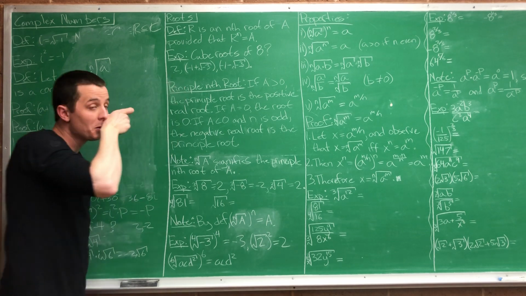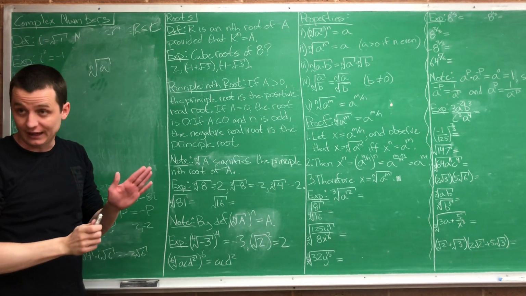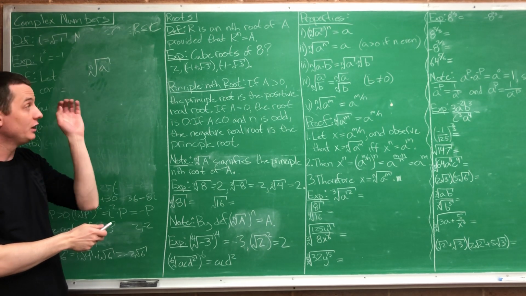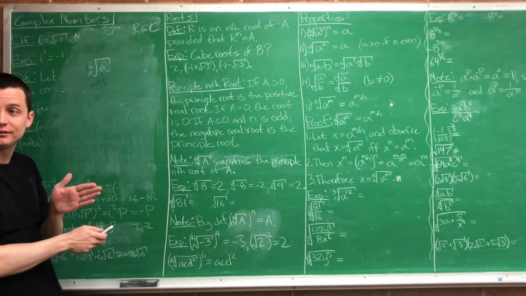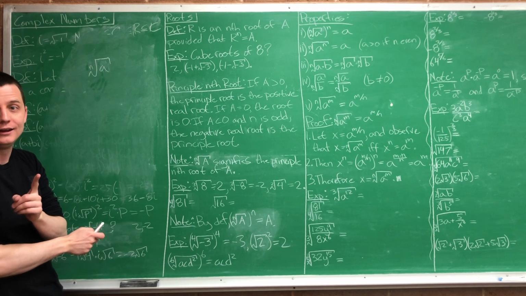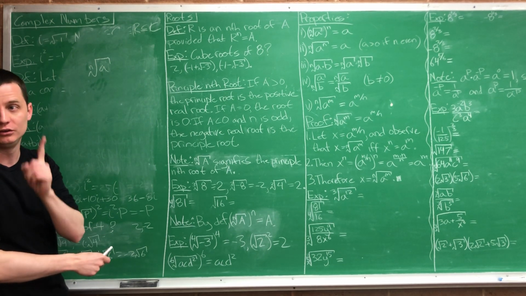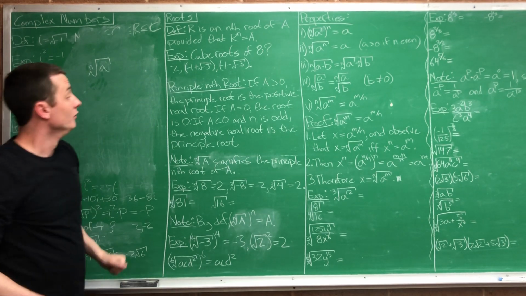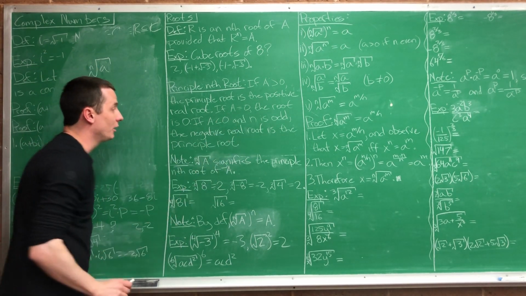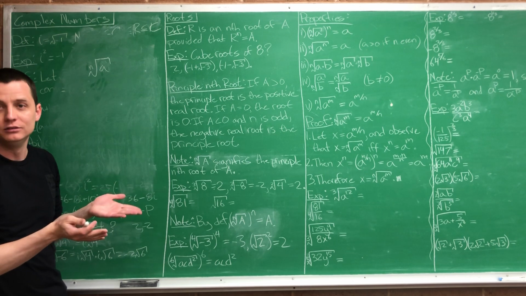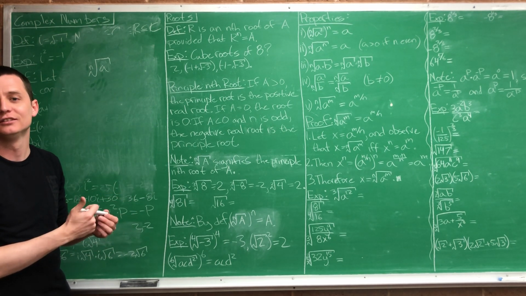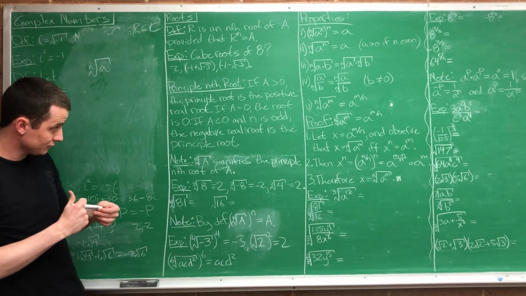So all of them only have one positive root? Yes. Every single real number greater than 0. If you take its nth root, whatever n is, it will always have one, and only one, positive real root. If a is equal to 0, then its root is just 0, because those are all the roots of 0. It's always 0.